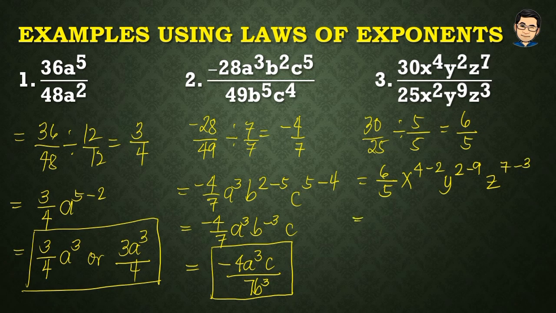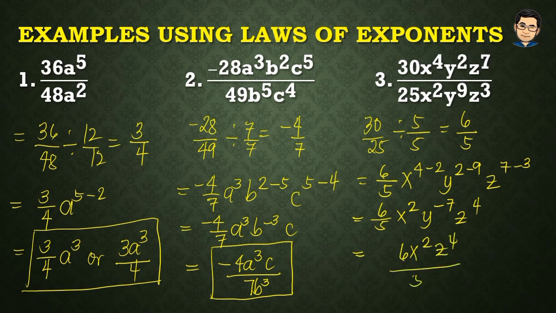Okay, next. 6 over 5, x raised to 4 minus 2, that is 2. Y raised to 2 minus 9, that is negative 7. Z raised to 7 minus 3, that is 4. So, meron tayong negative exponents dito. So, isang term lang po yung y. So, dadalhin po natin siya sa denominator. So, our final answer will be 6x squared z to the 4th power all over 5y to the 7th power. So, this will be our final answer.